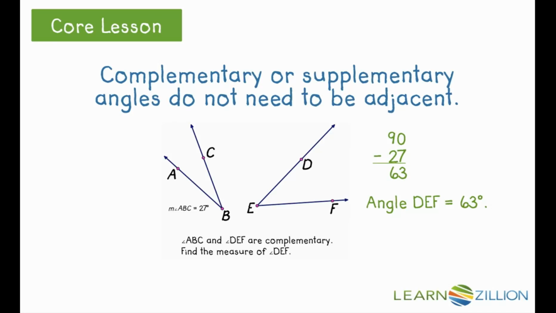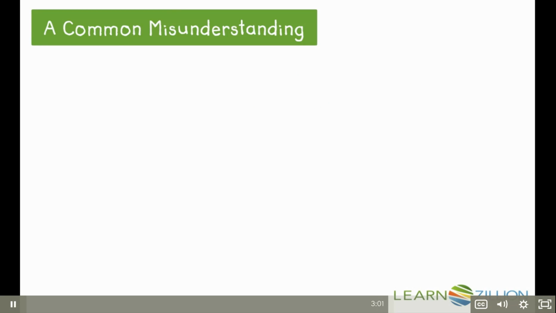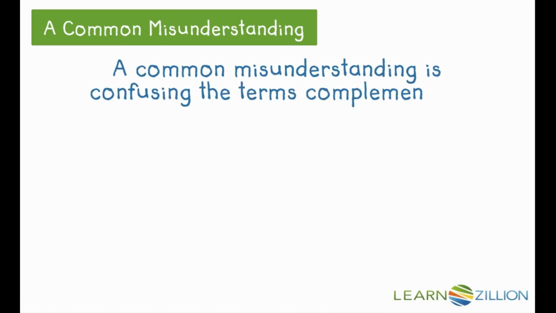Another important idea here is that the angle measurements may not look correct, but you use the measurements given anyway. Angle DEF is actually smaller than 63 degrees, but we trust the facts given to us, not how the picture looks. A common misunderstanding that students make is confusing the terms complementary and supplementary.